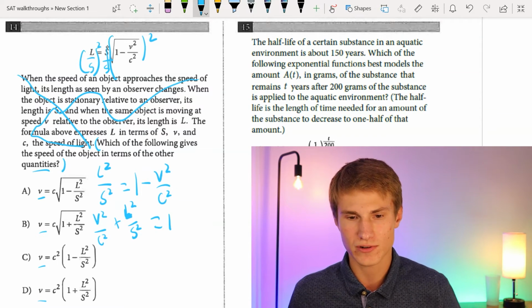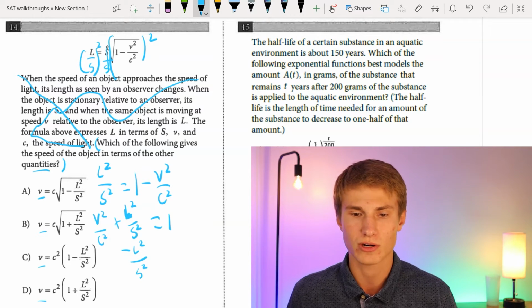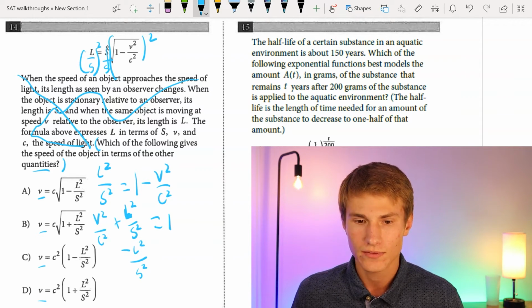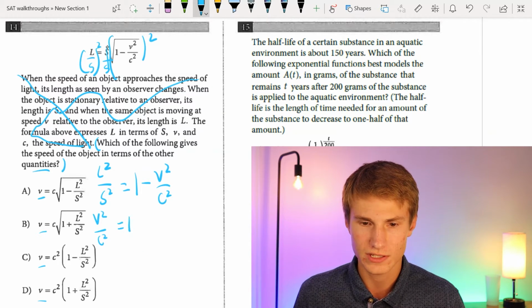So to do that, I'm going to go ahead and subtract L squared over s squared from each side. Now when I do that, I see that I'm going to end up getting that v squared over c squared is equal to 1 minus L squared over s squared.